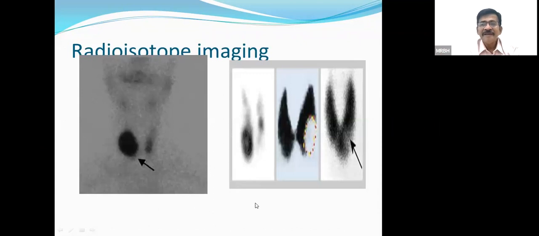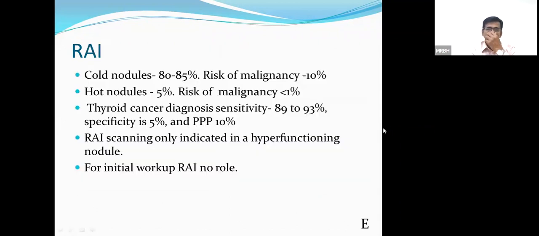On the right side, you find there is an area of no uptake of the activity in the left lobe, suggestive of a cold nodule. Next. Most nodules, about 80 to 90%, are cold nodules on a radioisotope study. However, the risk of malignancy is not very high, about 10%. In hot nodules, the risk of malignancy is much less than 1%.